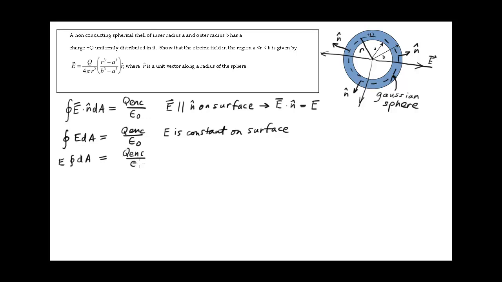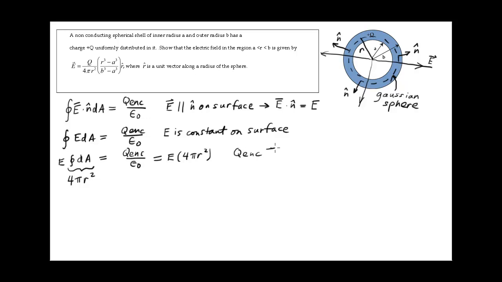We've seen this in several example problems where the integral of dA means we add up all of the area elements over our Gaussian surface. Now, it's not over the surface of the shell, it's over the Gaussian surface. And the surface area of a sphere that has radius r is 4 pi r squared. So we have E times 4 pi r squared is equal to Q enclosed over epsilon 0. Now, what do we do about the Q enclosed? Well, here's the thing. If the charge is uniformly distributed throughout that volume, then we can solve for Q enclosed in the following way.